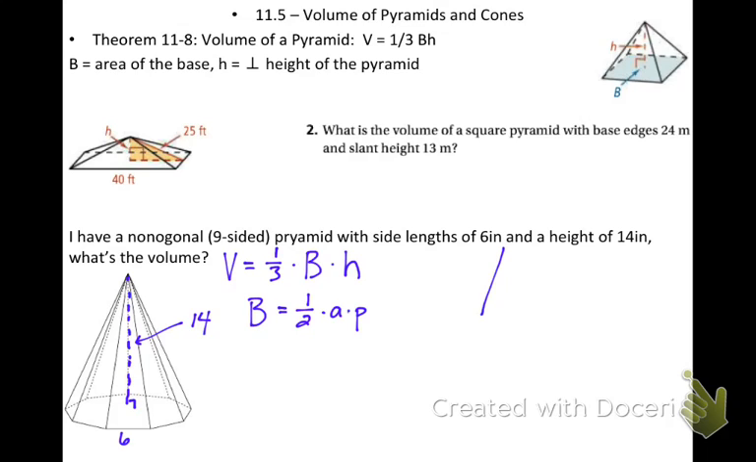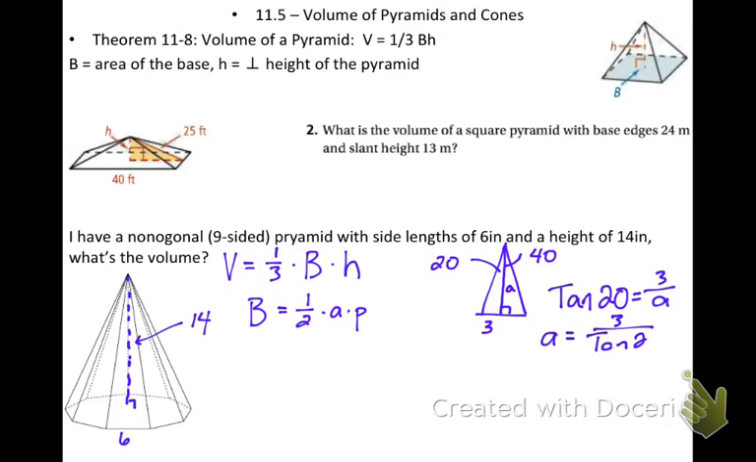And so again, this is where I draw my triangle. To find out the big angle, I can do 360 divided by 9, which gives me 40. Then when I draw my apothem, I know that this little piece is going to be 20 degrees. This is going to be 3 because it cuts my side length in half. And then my apothem is my vertical. Again, to find this, I can do tangent of 20 is equal to 3 over A. And so A is equal to 3 divided by the tangent of 20.